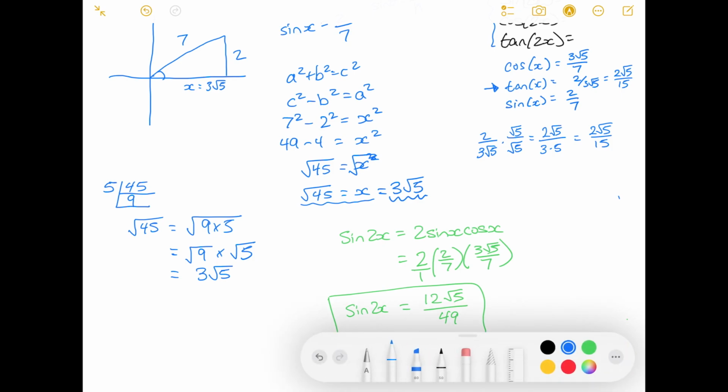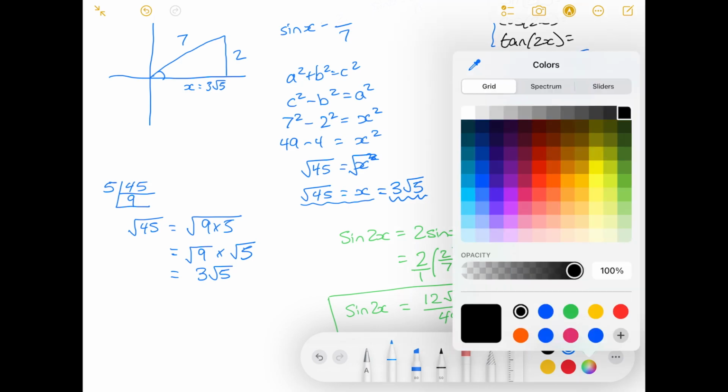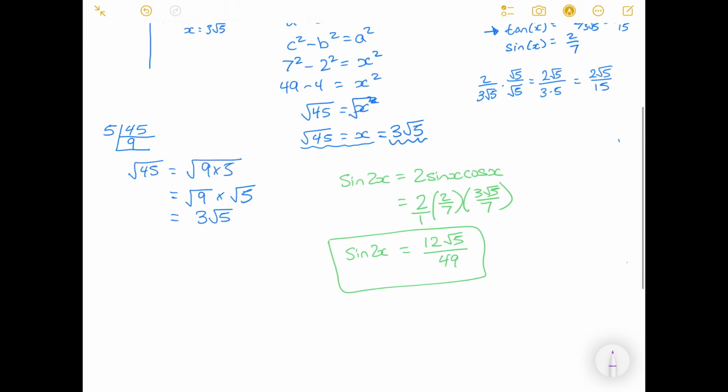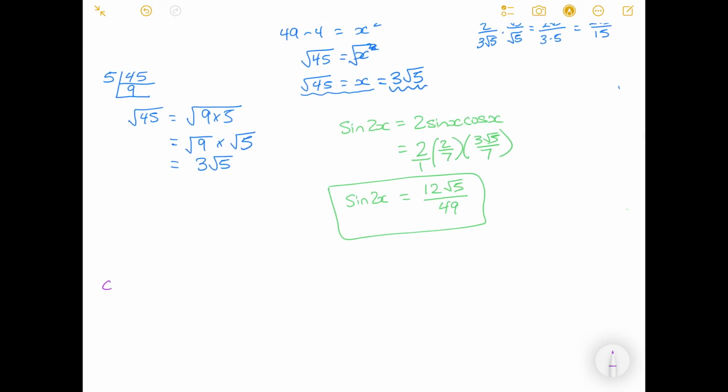Okay, let's continue. I'll go purple and look at cos. So for cos 2x, I can choose which one I want to do now. Honestly, it doesn't matter. Regardless of which one you do, we'll get the same answer.